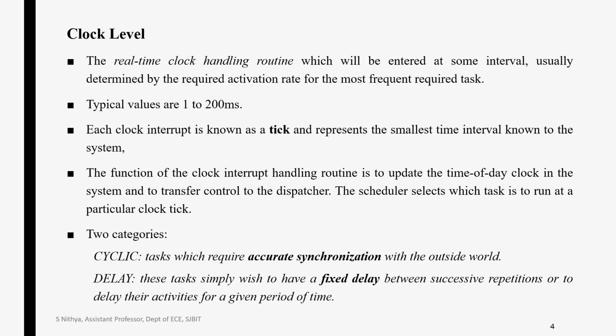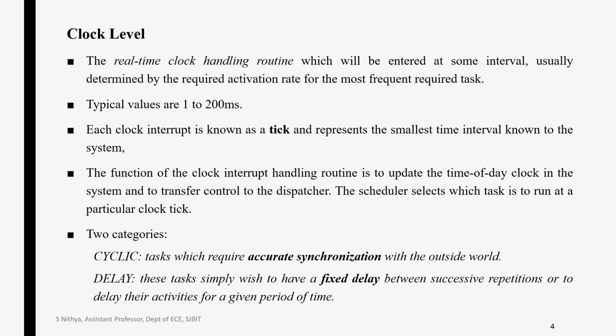Coming to the clock level, the real-time clock handling routine will be entered at some interval, usually determined by the required activation rate for the most frequently required task. Typically this value is 1 to 200 milliseconds. Each clock interrupt is known as a tick and represents a small time interval. It's known as a system tick.